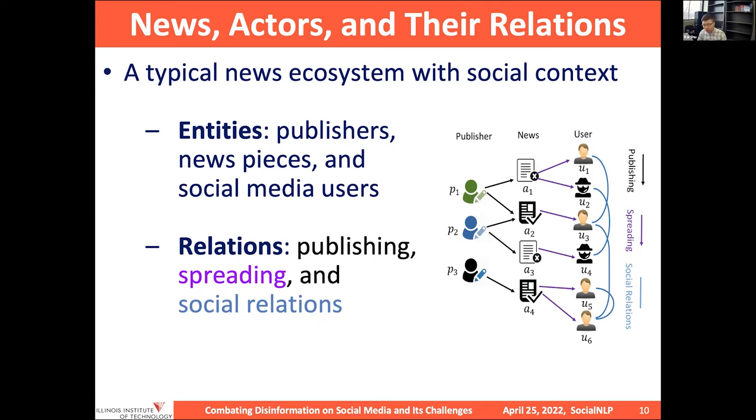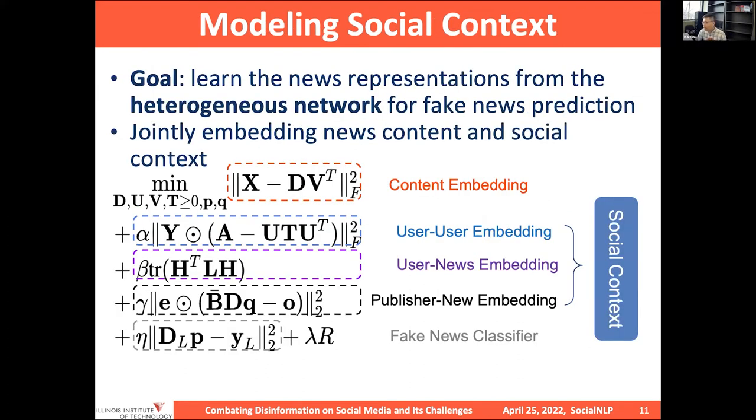So the goal of this work is we try to learn from these heterogeneous networks that contain these entities and relations to detect fake news. So how can we do that? We try to learn a news representation from this heterogeneous network to detect fake news. Essentially, we propose a joint embedding framework that can simultaneously learn the representation from news contents and the social context through a matrix factorization approach.